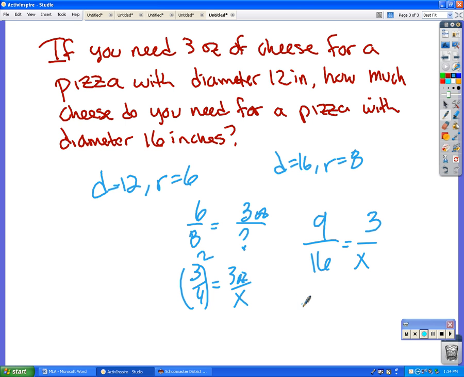So 16 times 3 is 48. And then what do I do after that? Divide by 9. Very good. And what do you get? 5.3 repeating? Yeah. Okay, so you would need about 5.3 repeating ounces or 5 1/3 ounces of cheese for your bigger pizza.